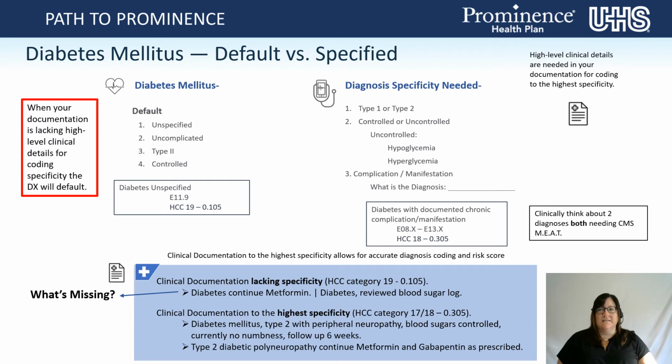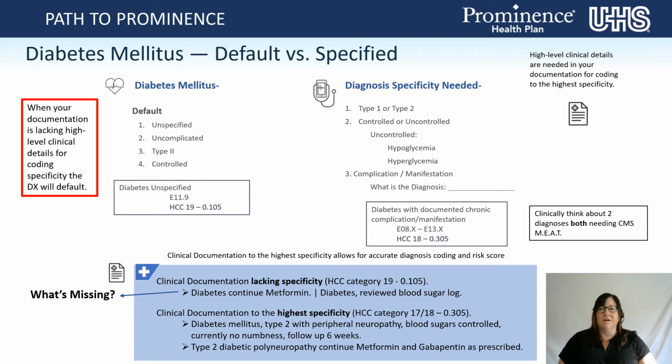Diabetes mellitus, default coding versus specified coding. When your clinical documentation is lacking high-level details to get to the necessary code assignment, your diabetes will always default to E11.9, diabetes uncomplicated, unspecified, type 2, and controlled, HCC 19, risk weight 0.105. The specificity needed in your documentation to gain better code assignment would be, is it type 1 or type 2? Is it controlled or uncontrolled? And is there a complication or a manifestation?